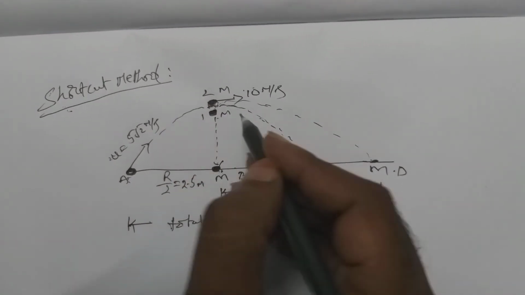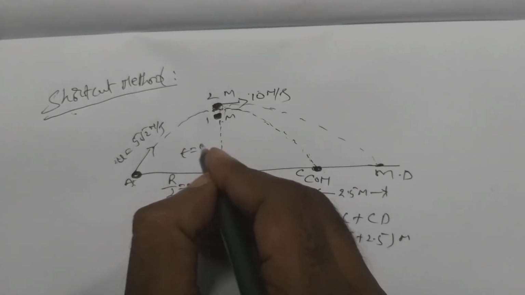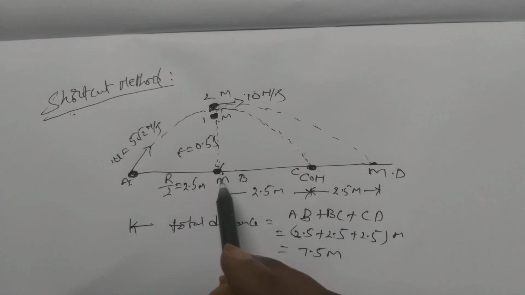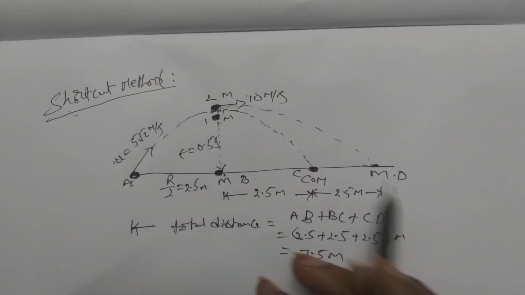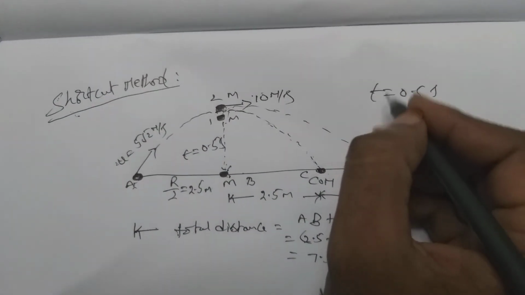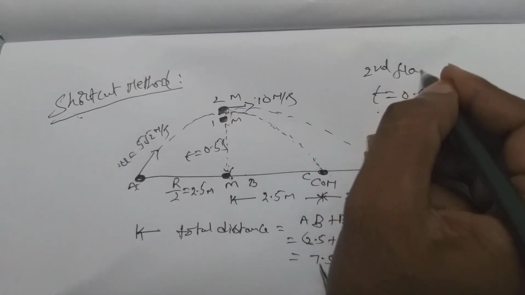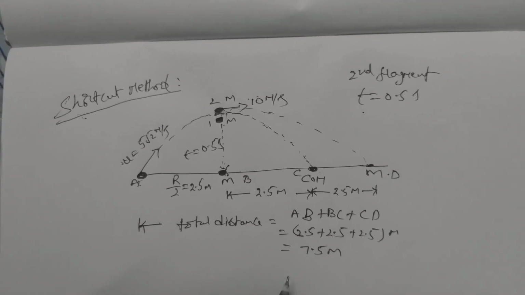And also the time we can find. It is given in the problem that the first particle takes a time t equals 0.5 seconds to land on the ground. Since both fall from the same vertical height, the second particle also takes the same time to reach the ground. So the time is also 0.5 seconds for the second fragment. Like this, very easily within fractions of a second we can solve the problem.